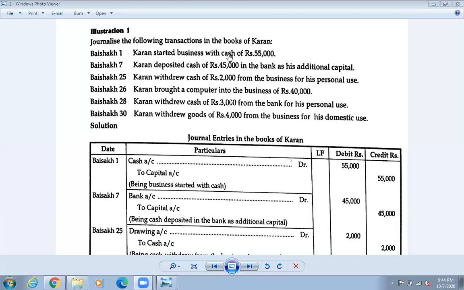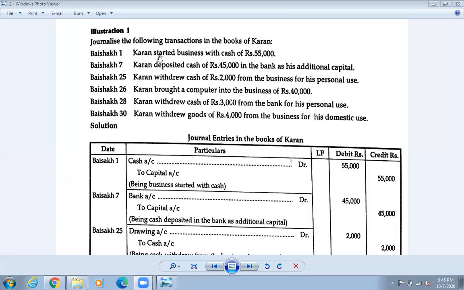So के गर्यो त? 55,000 उसले ल्यायो. So he has brought 55,000 rupees in his business. That means what is coming in? Cash is coming in. In like the के भन्छ? Debit. So cash account Dr. Whenever there is a starting of business, we call it capital. So to capital account.